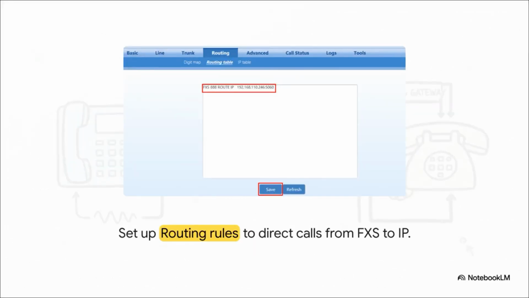Now we need some strict routing rules to safely ferry those calls from the legacy analog side over to the IP side. Under the routing table, you write a super simple command. It goes like this: FXS 888 route IP, followed by your PBX's IP address. It's a literal instruction. It tells the system, hey, if you see a call labeled 888 coming from the analog side, route it via IP straight over to the PBX. It is incredibly straightforward once you get the syntax.